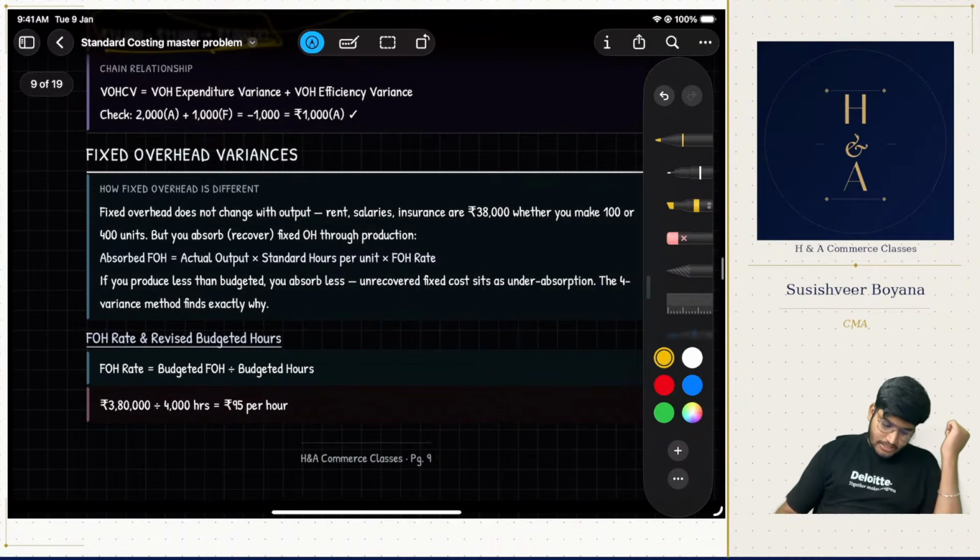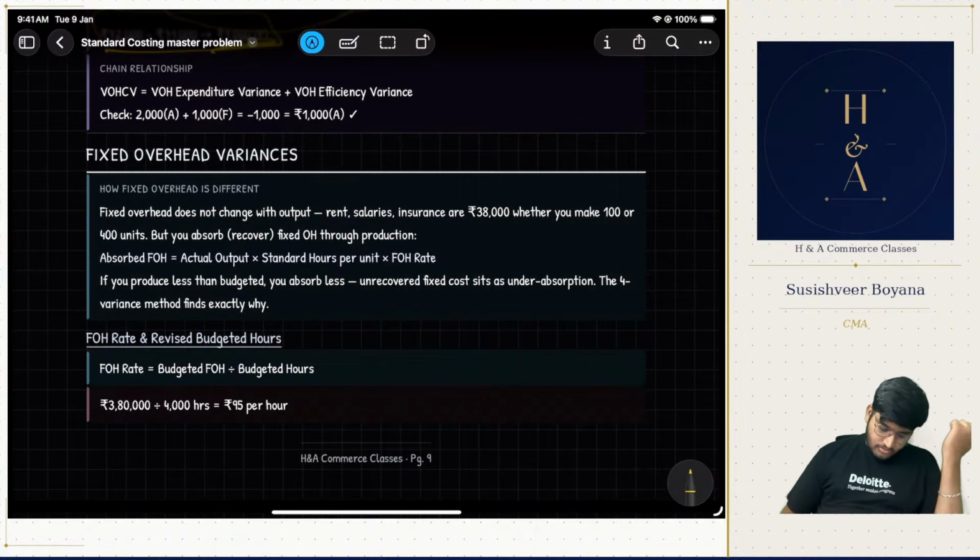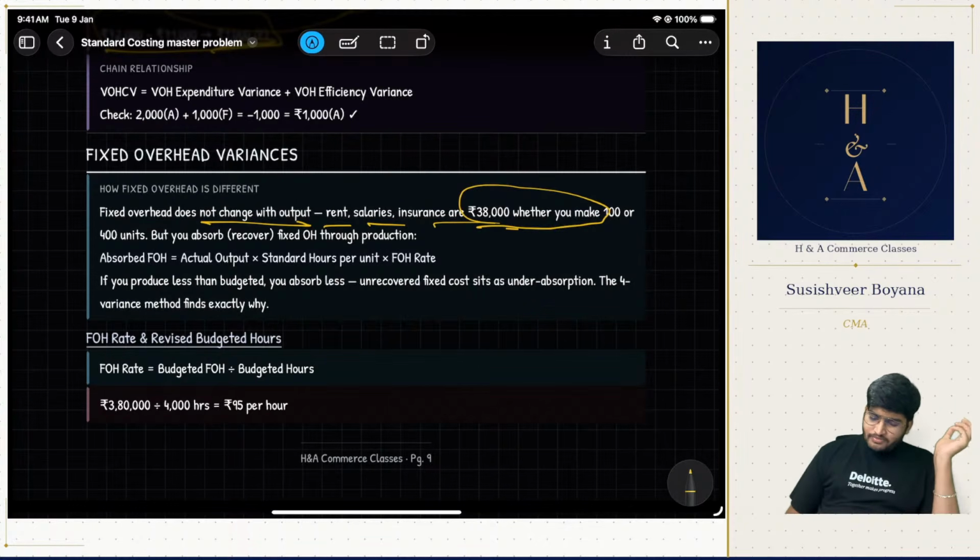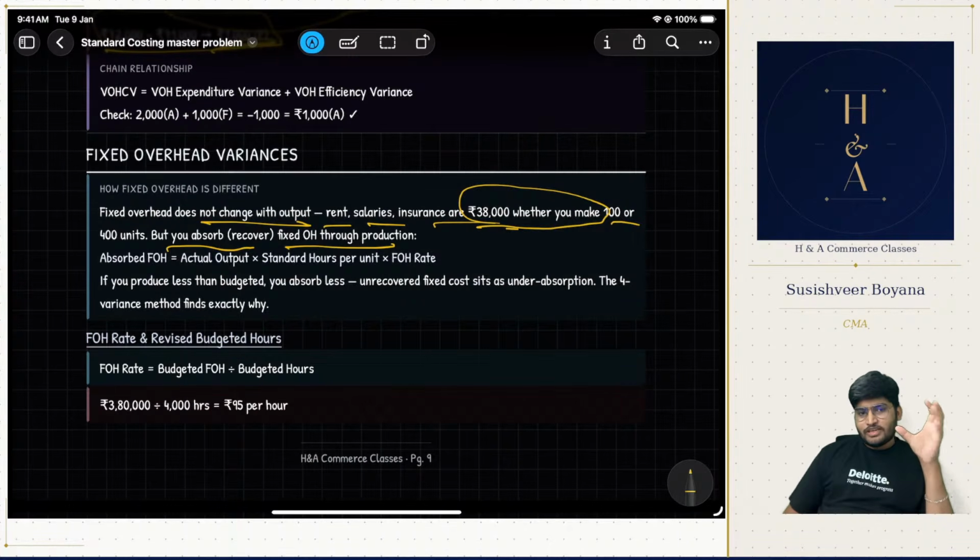Now let us look at fixed overhead variance. Fixed overhead variance does not change with output. Obviously, it is fixed. Rent, salaries, insurance, 38,000 if you pay, for instance. Even if you produce 100 goods or 1000 goods, rent is still going to be the same, right? But you absorb or recover fixed overheads through production. That is where we talk about overhead absorption rates, under absorption, over absorption. The concept comes over there.